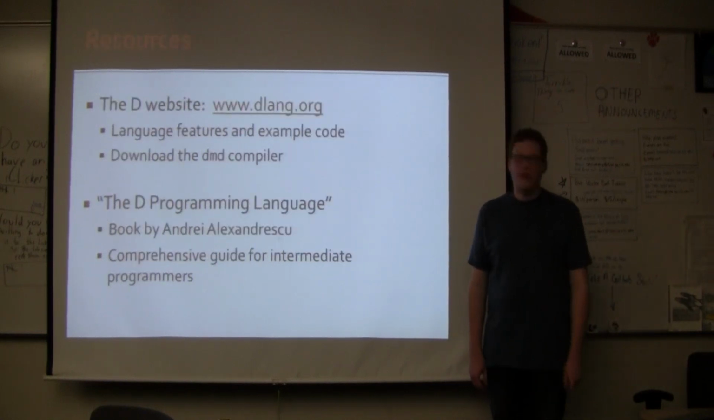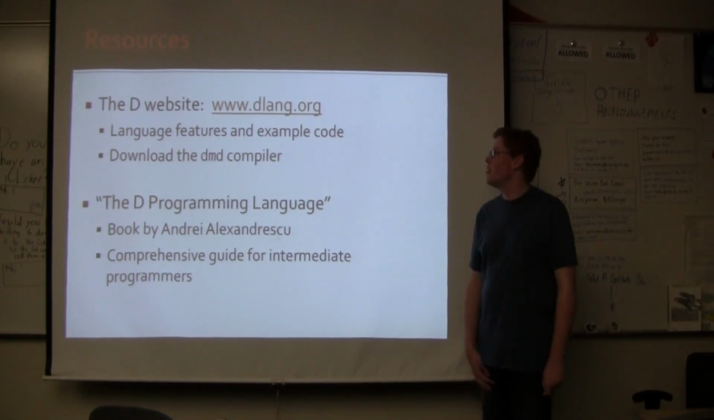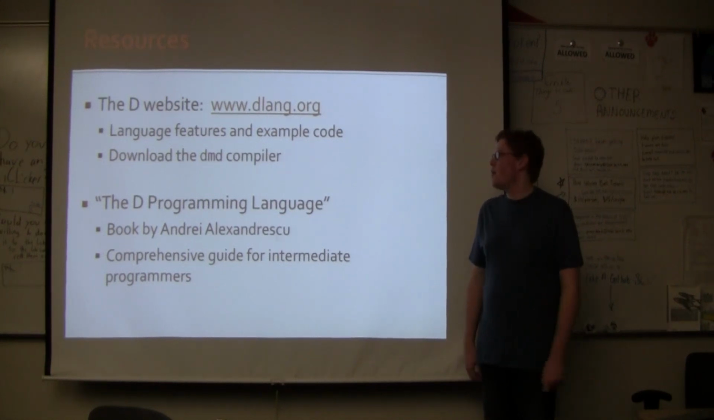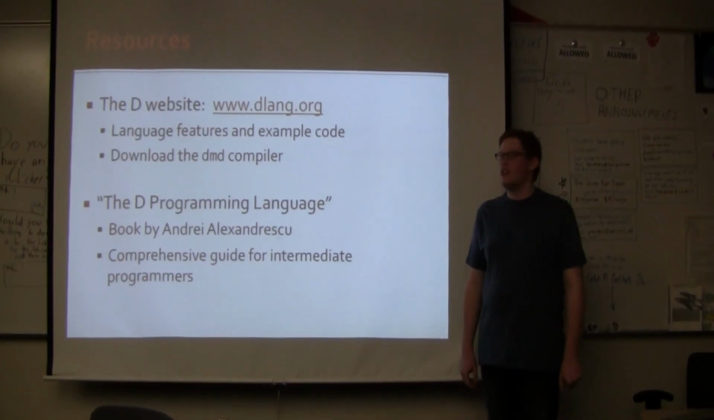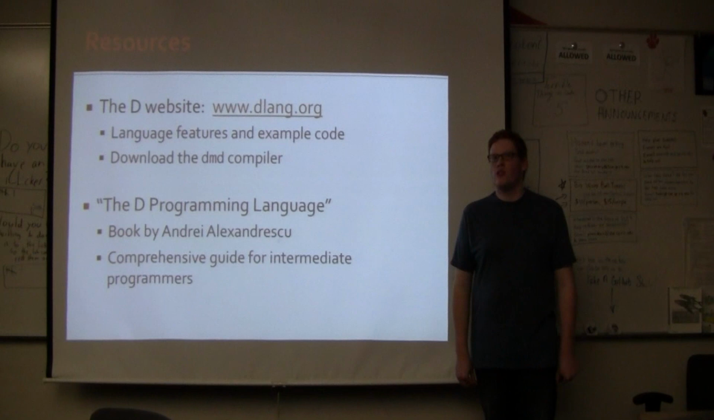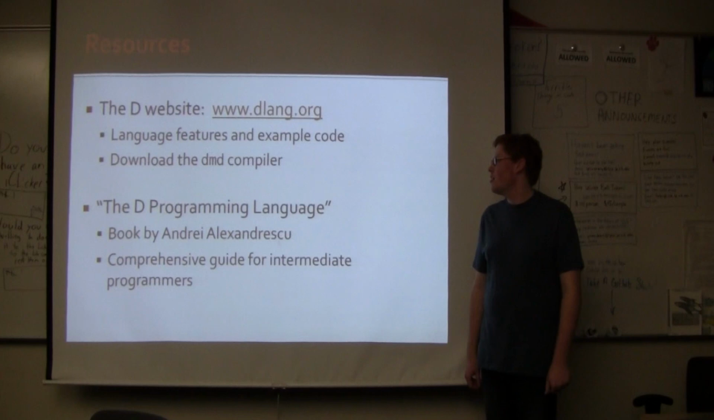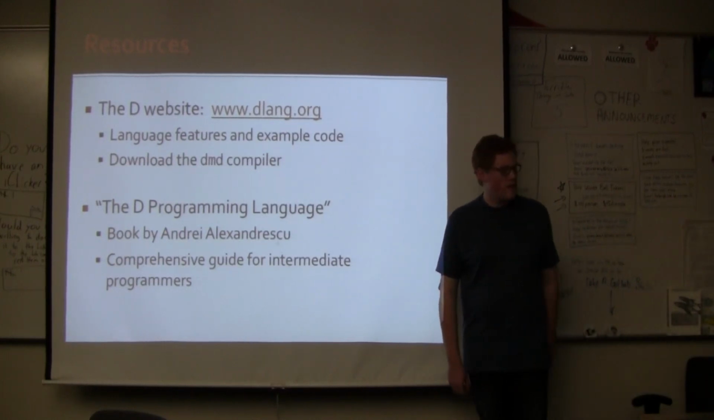And if you want to learn D, the first place to look is the D-Lang website. It has a list of the features, including all of the millions I didn't get to today, as well as some example code. You can also download the compiler there and try things out. If you really want to get into D, you should pick up The D Programming Language book by Andrei Alexandrescu. It really goes into a lot of detail, and once you read it, you will know everything there is to know about D.